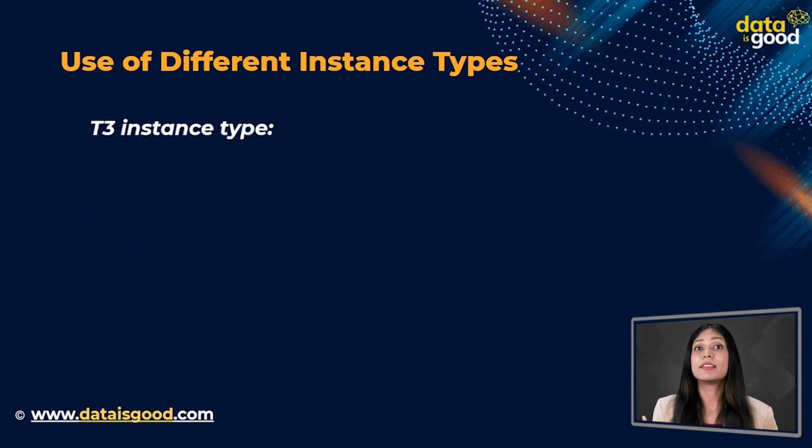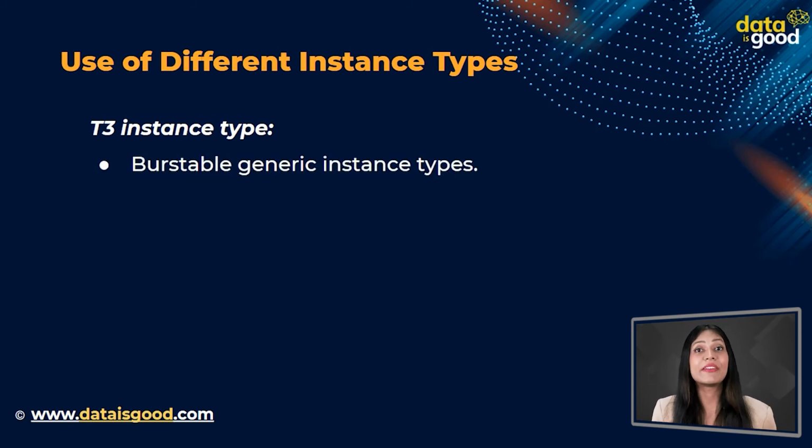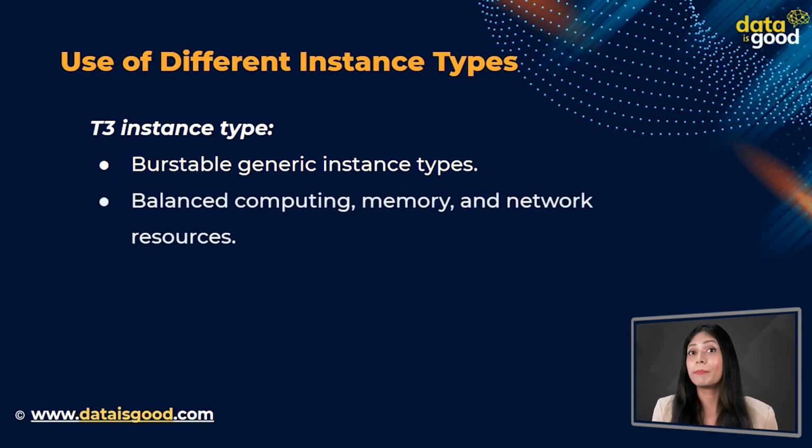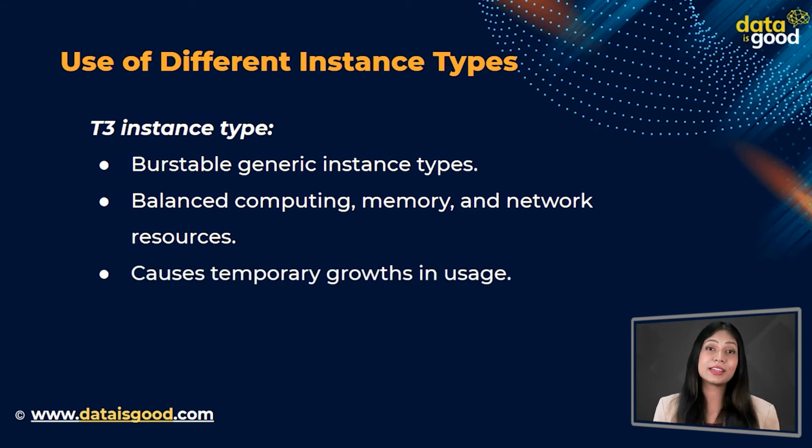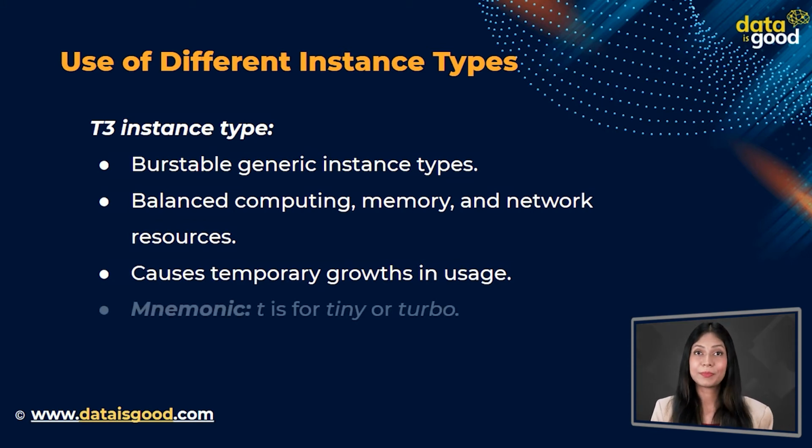T3 instances are the next generation of burstable generic instance types, providing baseline CPU performance with the ability to burst CPU utilization at any time and for any length of time. T3 instances offer balanced computing, memory, and network resources and are intended for apps with moderate CPU utilization that causes temporary growths in usage. We will also provide a mnemonic to aid in remembering the purpose of each instance type. Mnemonic: T is for tiny or turbo.